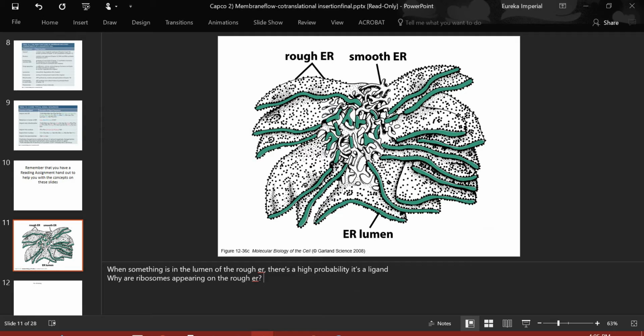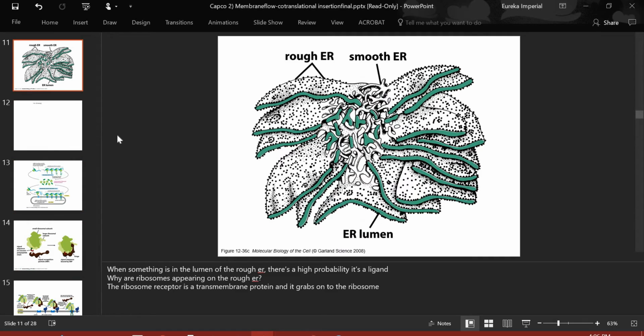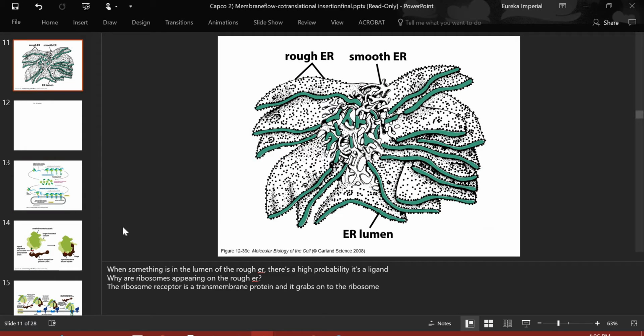The ribosome receptor is a transmembrane protein in the rough endoplasmic reticulum. The reason the rough endoplasmic reticulum is rough is that it has ribosomes, and it grabs onto the ribosome. We're about to see that. This is the book's diagram. This book diagram shows you polyribosomes on the top and membrane-bound polyribosomes on the bottom, and down here it's left out the ribosome receptor because it was one more transmembrane protein, and they decided it makes the diagram too noisy.